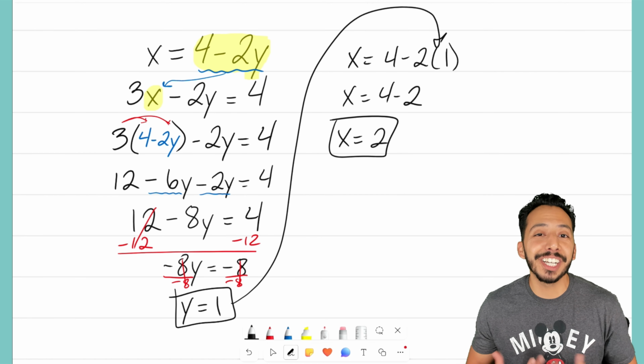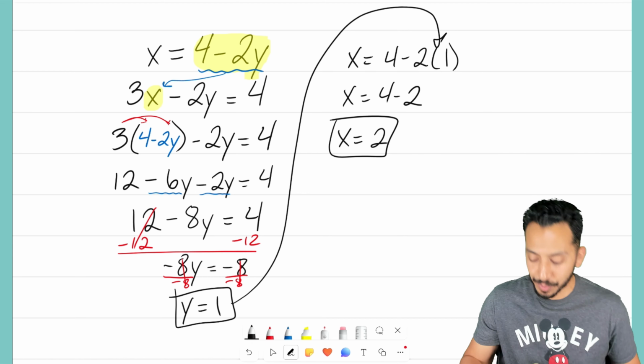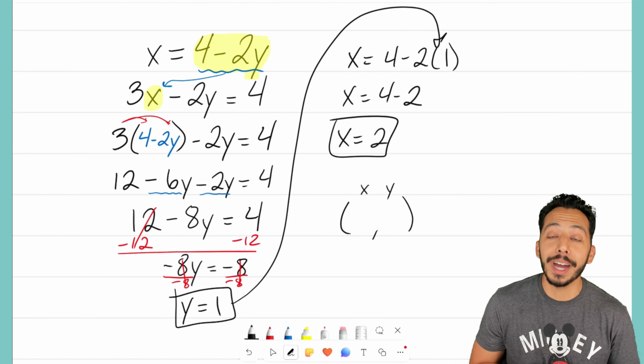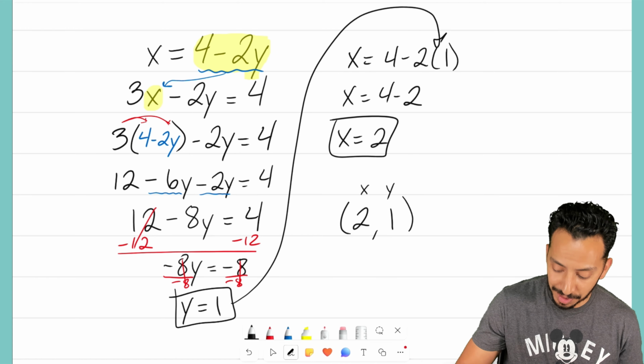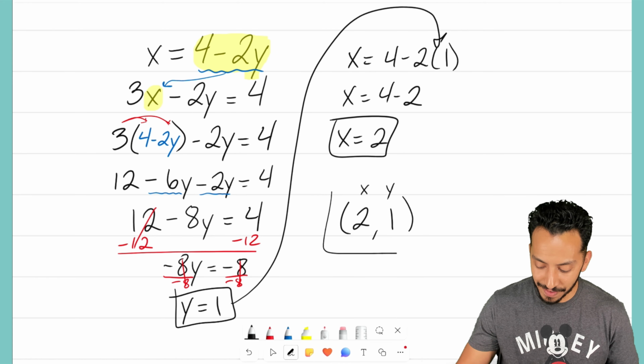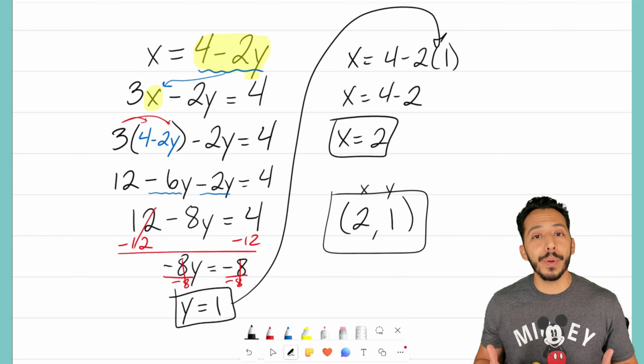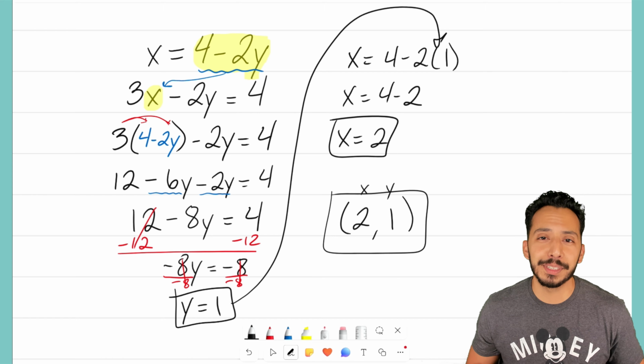So our answer here, our final point of intersection that we found, don't forget to write your answer as an ordered pair. It always goes x, y. It is (2, 1). That is our final point of intersection. You have solved this system of equations using the substitution method.